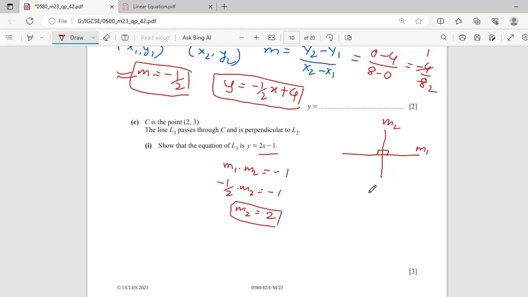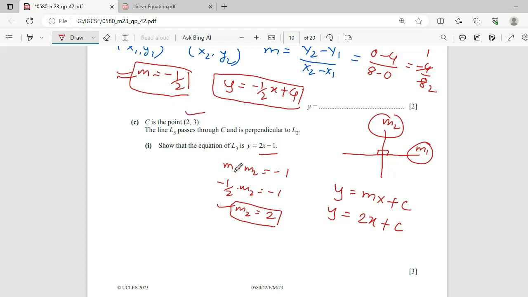Or simply we can write, whatever the gradient of the first line is, the gradient of the second line which is perpendicular to the first line is always the reciprocal into minus 1. So minus half, if I take the reciprocal of this, that will be minus 2 into minus 1 will be plus 2. So this is our gradient. Now we know the equation of a line in the slope intercept form will be y is equals to mx plus c. We already identified the value of m, which is 2 in this case.